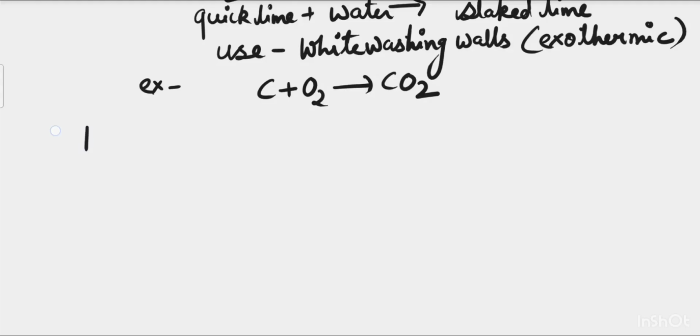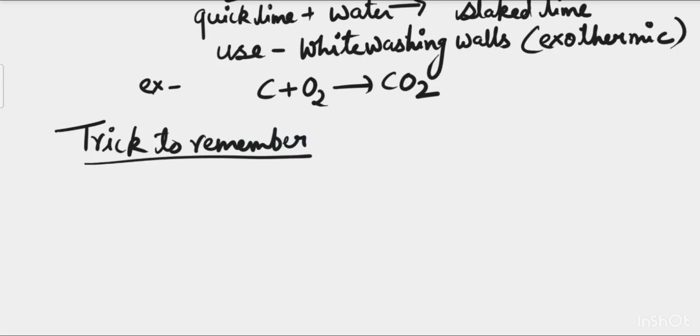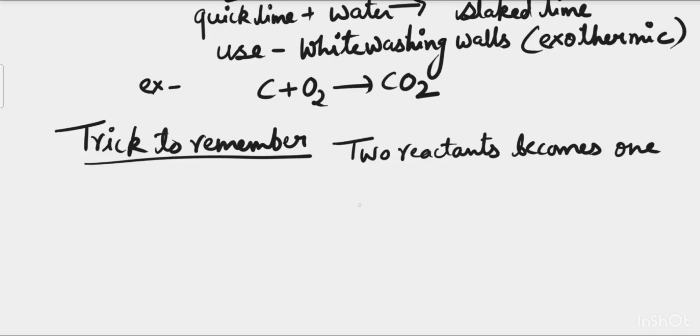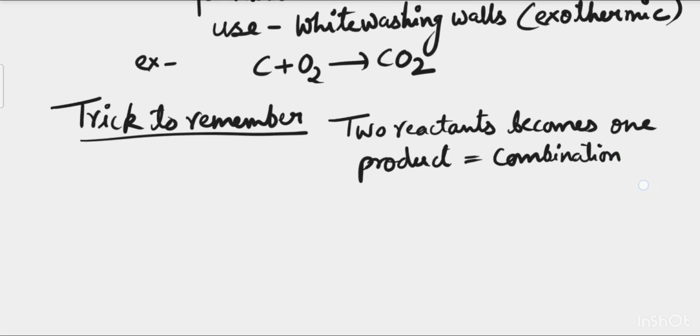And what is the trick to remember it? The trick to remember is two reactants become one product, which means combination. Whenever two reactants become one product, then it will be a combination reaction.